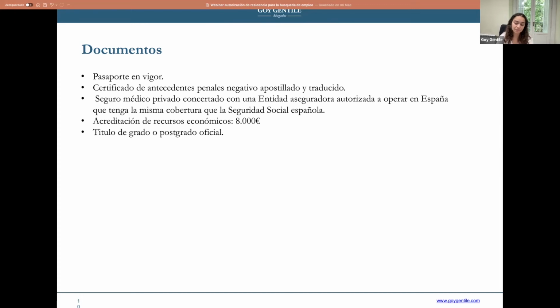Asimismo, como hemos visto, ya que los estudios son un requisito esencial, tendremos que aportar el título correspondiente a esos estudios. Simplemente recordaros que en este caso, como en cualquier procedimiento ante la administración pública, todos los documentos deberán estar en lengua castellana y, por lo tanto, si están expedidos en una lengua extranjera, deberán ser traducidos por un traductor jurado autorizado, y además todos aquellos documentos que sean expedidos por autoridades públicas extranjeras deberán estar apostillados o legalizados según corresponda.